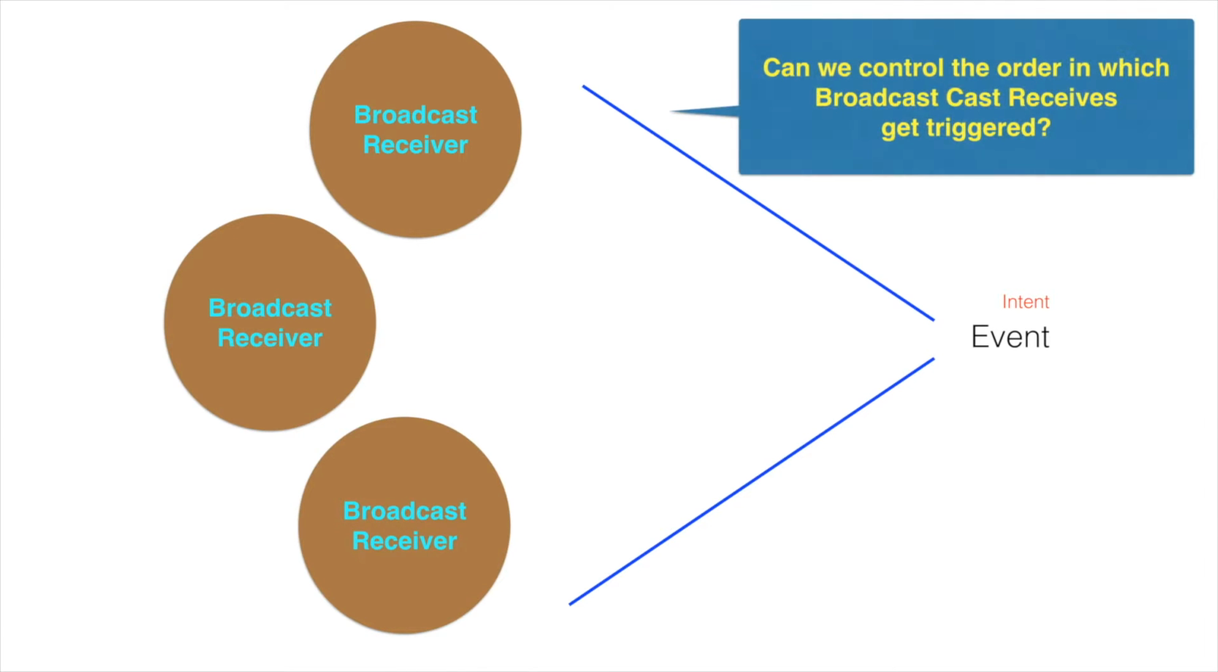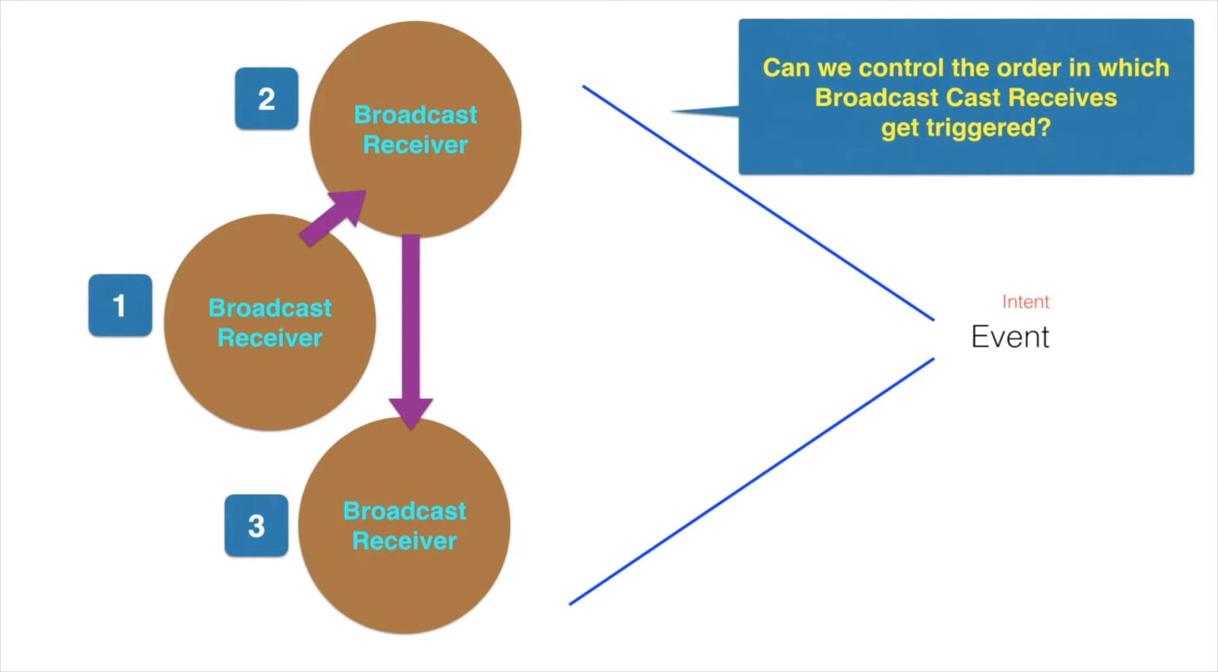But what if you want to control the order in which these particular broadcast receivers get triggered? Or is there a mechanism in which I can control, let's say, the first broadcast receiver to be triggered, and till the first broadcast receiver completes its processing, I don't want it to trigger the second broadcast receiver. Only after the first completes, the second gets triggered, and then after the second completes, the third gets triggered. I also want to process the data in the first broadcast receiver and then forward it to the second broadcast receiver, and after processing it in the second, I want to process it further in the third broadcast receiver.